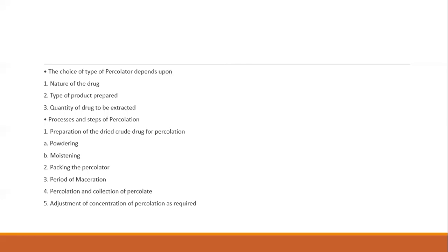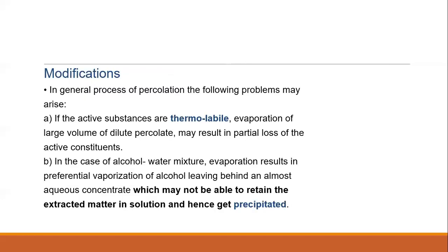The processes and steps of percolation are: preparation of dried crude drug for percolation. Before we start percolation, we first powder it, then we do the moistening, packing the percolator, period of maceration, percolation and collection of percolate, and adjustment of concentration of percolate as required. What modification can be done?